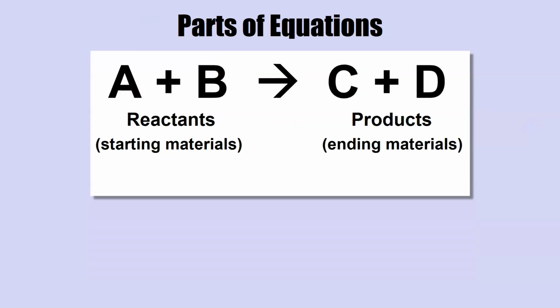The things we start with on the left are called reactants. The things we end with on the right are called products. If you see in parentheses, sometimes they're called starting materials or ending materials.